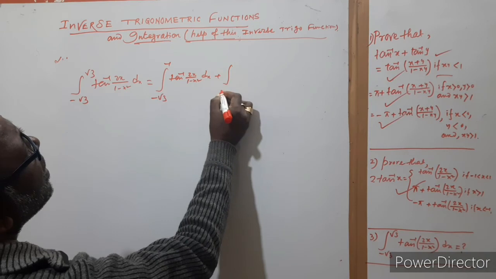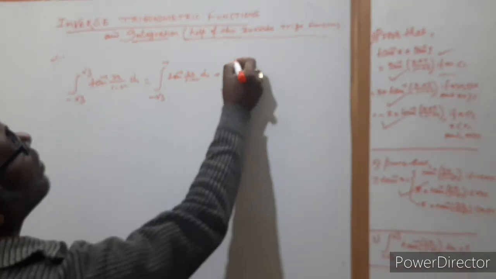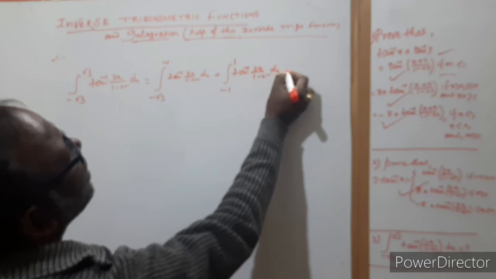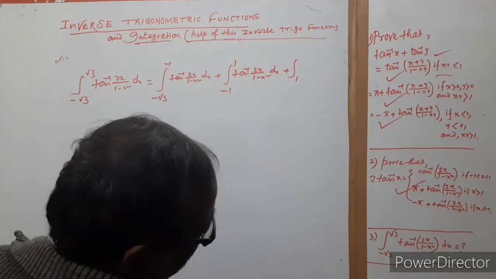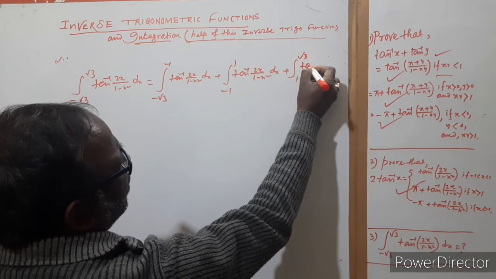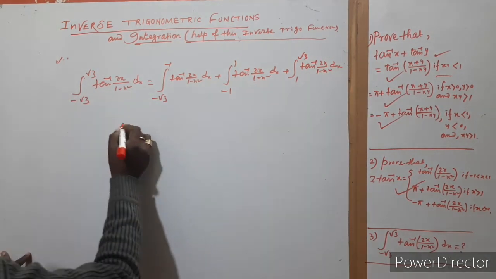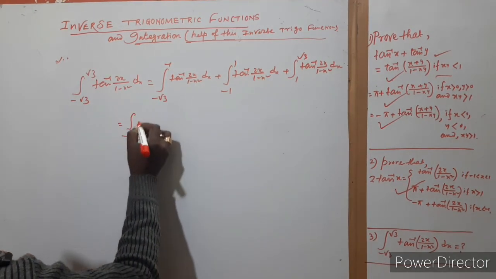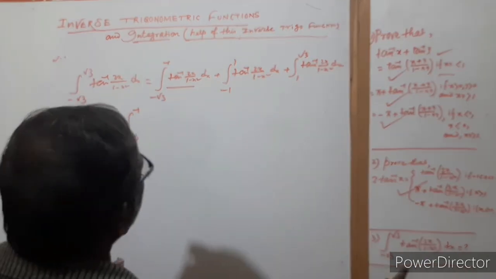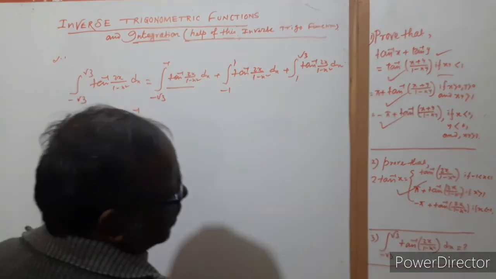After that, this is here minus 1 to plus 1. Okay, again we write here tan inverse 2x by 1 minus x square dx, and after that 1 to root 3, and this is more than 1, and this is tan inverse 2x by 1 minus x square dx here. And now this is minus 1, okay, and this value lies on what region? Less than minus 1, okay, this is your region.